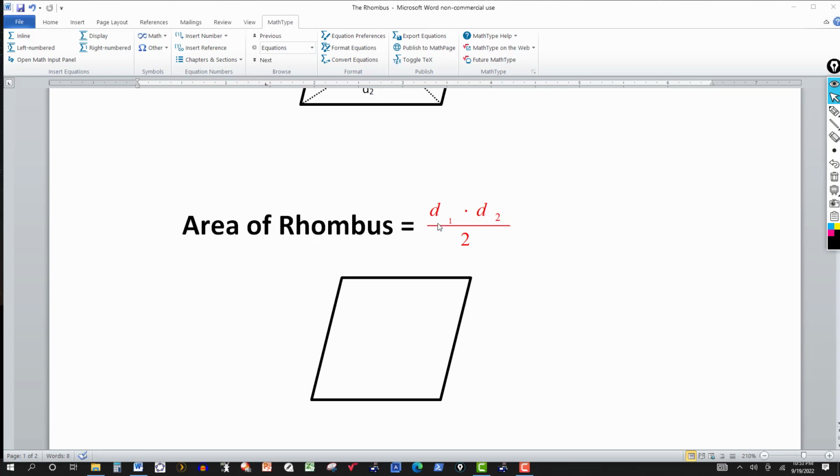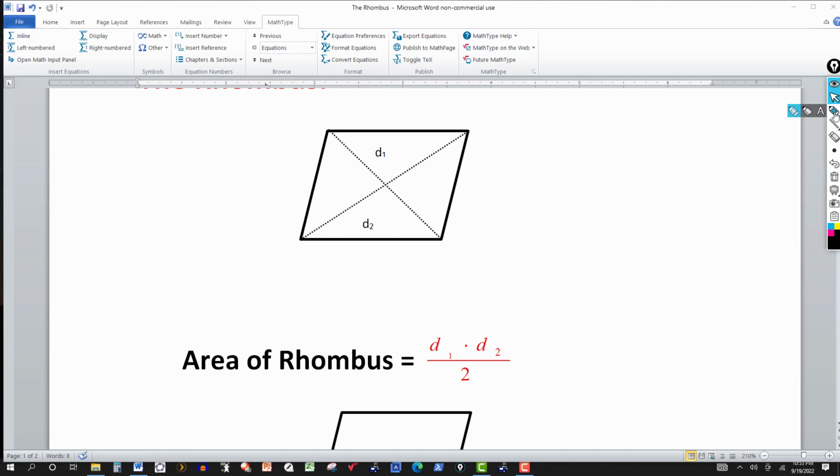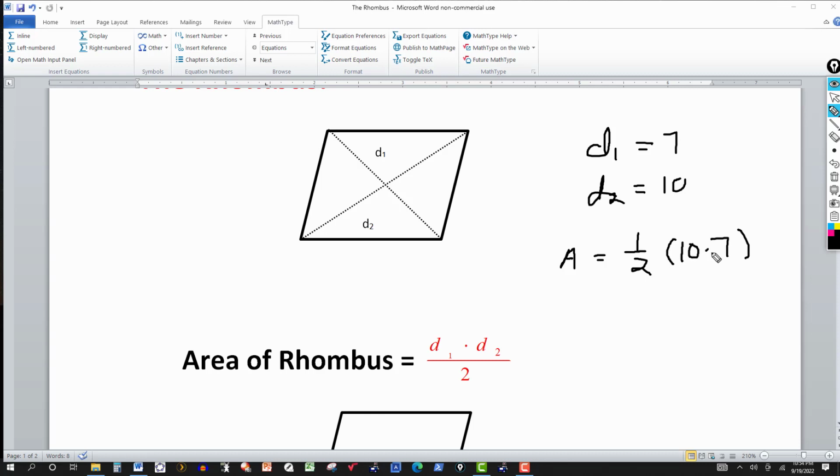And the area of the rhombus is given by this right here. Area of a rhombus is the product of the two diagonals, whatever the lengths are of the two diagonals, divided by 2. So we'll go back to this one over here. If we say D1 is equal to 7, and the length of diagonal D2 is equal to 10, the area of that rhombus will be 1/2 the product of those two diagonals. So 10 times 7 is 70, 1/2 of that, or divide by 2, you get 35.